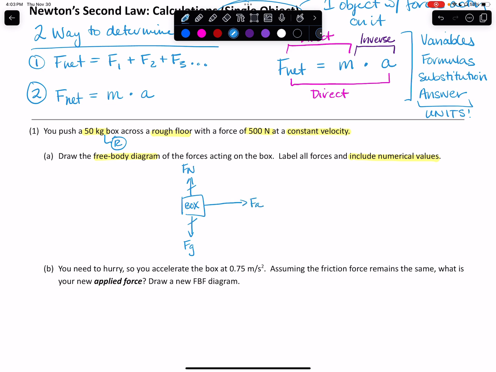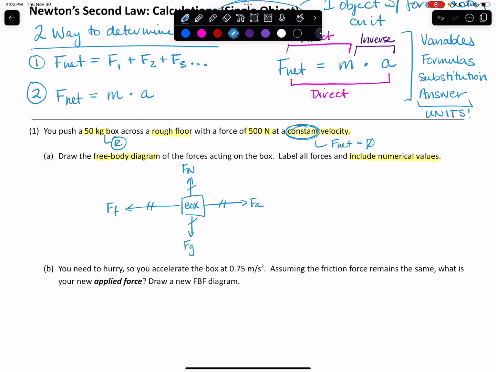And because I'm moving at constant velocity, that tells me that my net force acting on this object must be 0. So my frictional force, because of that rough floor, must be equal and opposite to my applied force. So this is going to be the free body force diagram for this particular situation.